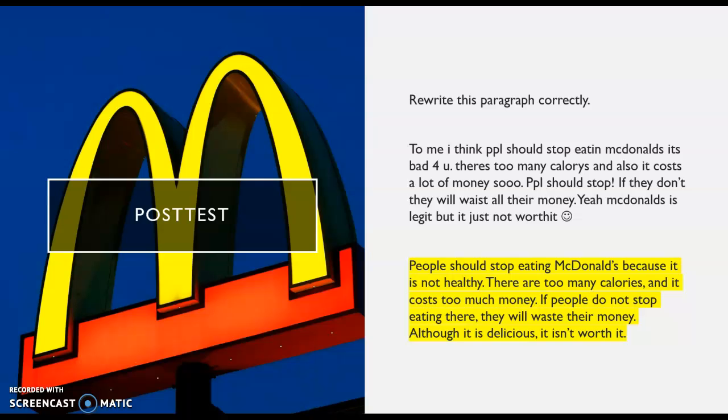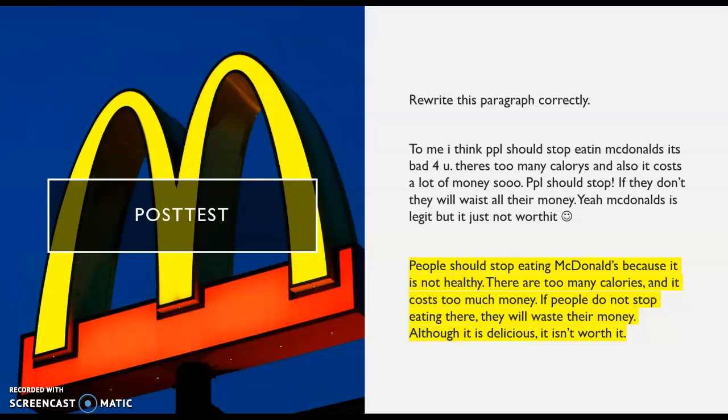Here is a sample paragraph that is edited from the above paragraph that's filled with errors. So instead of the one that we see that is very immature and filled with spelling and capitalization errors and emojis, a corrected version of this might look something like this. "People should stop eating McDonald's because it is not healthy. There are too many calories and it costs too much money. If people do not stop eating there, they will waste their money. Although it is delicious, it isn't worth it."